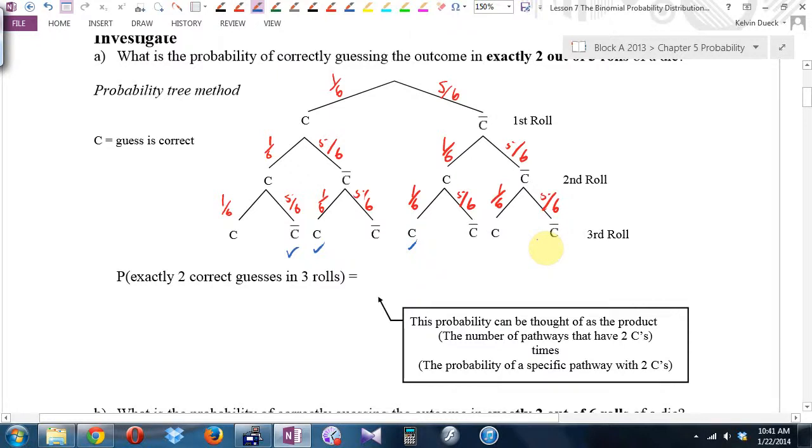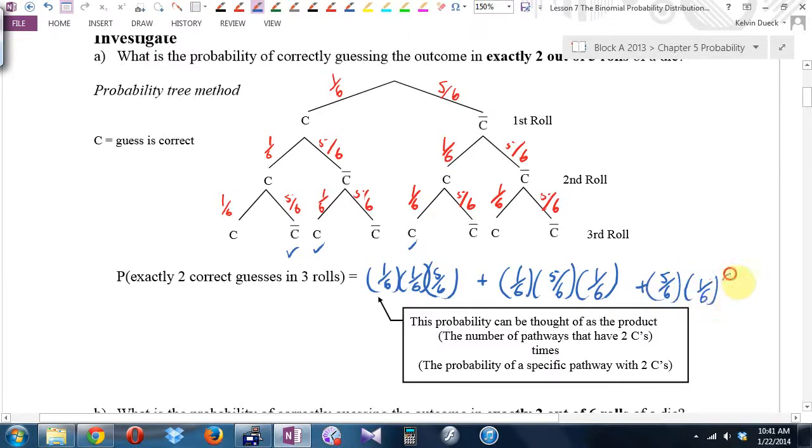It looks like I have this. 1 out of 6, 1 out of 6, 5 out of 6. That's the first branch. Or 1 out of 6, 5 out of 6, 1 out of 6, that's the second branch. Or, what's the third branch? 5 out of 6, 1 out of 6, 1 out of 6.